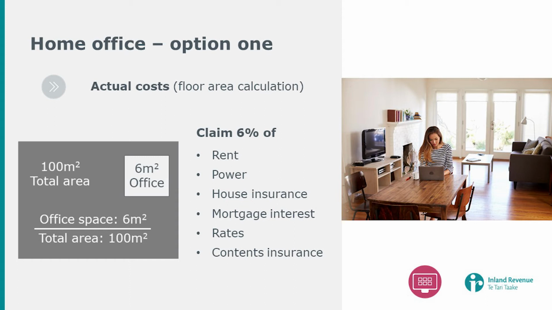You need to keep all receipts and invoices associated with the home, for example, rent, power, house and contents insurance. If you own the home, you will need to know the interest paid on your mortgage. 6% of all these things will be your home office expenses in your end-of-year return.